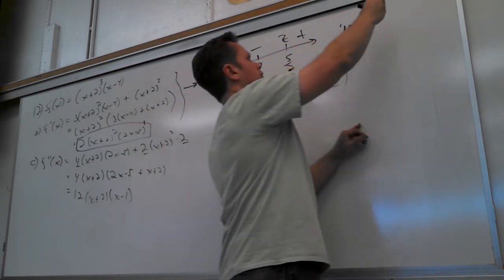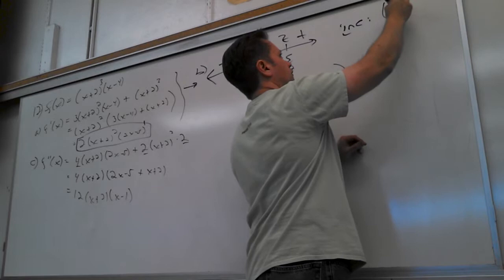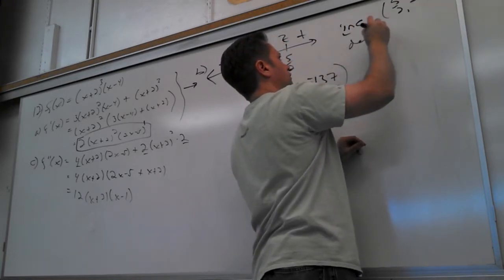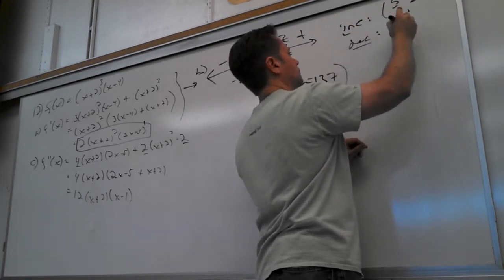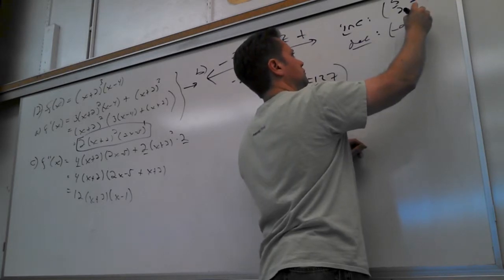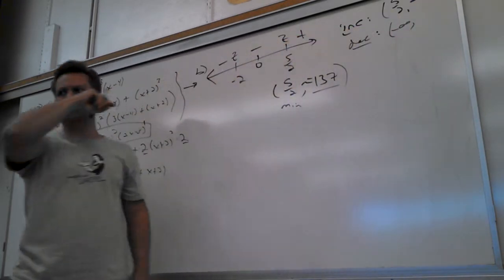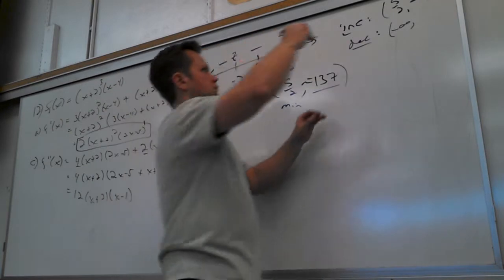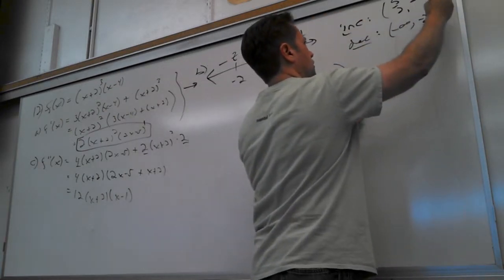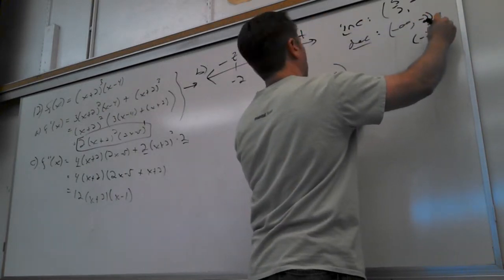Increasing from negative infinity to 5. No. Decreasing from negative infinity to 5 halves, to infinity, decreasing from negative infinity to 5 over 2. No. Wait. At negative 2, is it doing either one? No, it's just resting. Yeah. So infinity to negative 2, union with negative 2 to 5 halves.